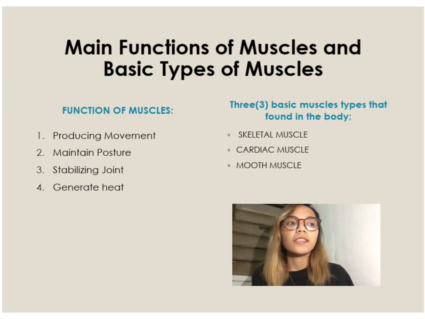Number three is stabilizing joints, which may be defined as the state of a joint remaining or promptly returning to a proper alignment through an equalization of forces. The last one is generating heat, a byproduct of muscle activity, also called ATP hydrolysis. Essentially, it is the release of energy in the form of heat when the molecule of ATP breaks.